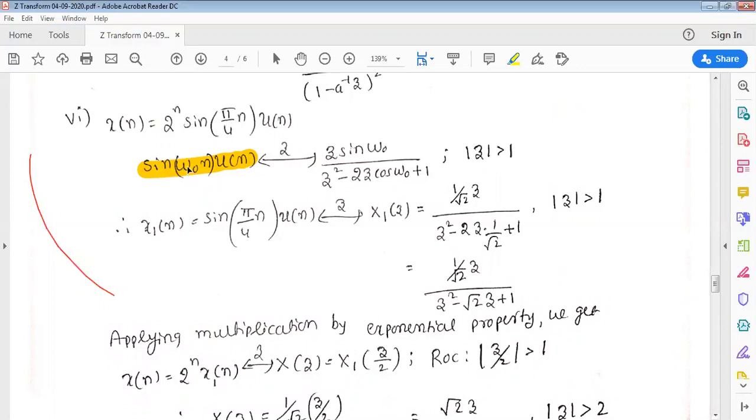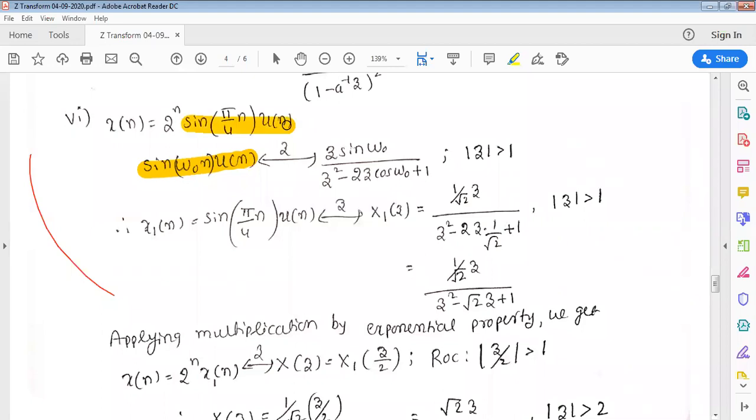What is the difference between these two? Omega naught equal to pi by 4. Put omega naught equal to pi by 4 in this equation. I have sine of pi by 4. Sine pi by 4 is 1 by root 2 into z divided by z square minus 2z cos of pi by 4, cos pi by 4 is 1 by root 2, plus 1. I got the z transform of sine of pi by 4 n into u of n.